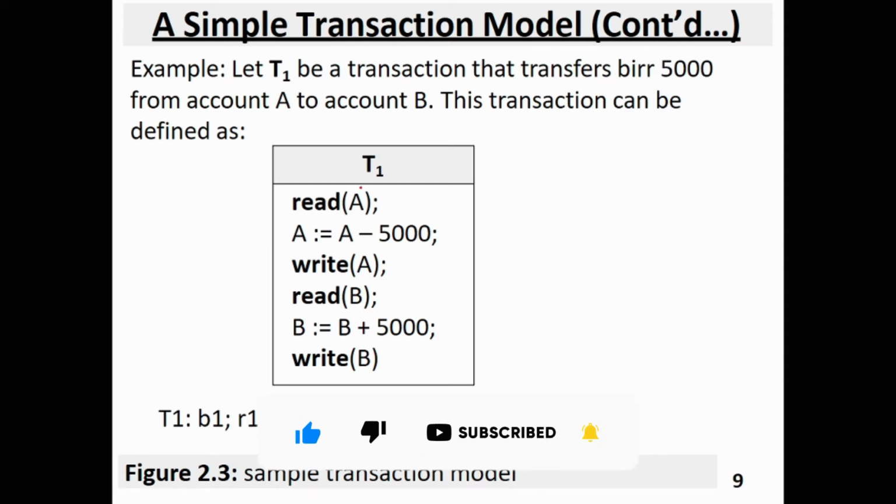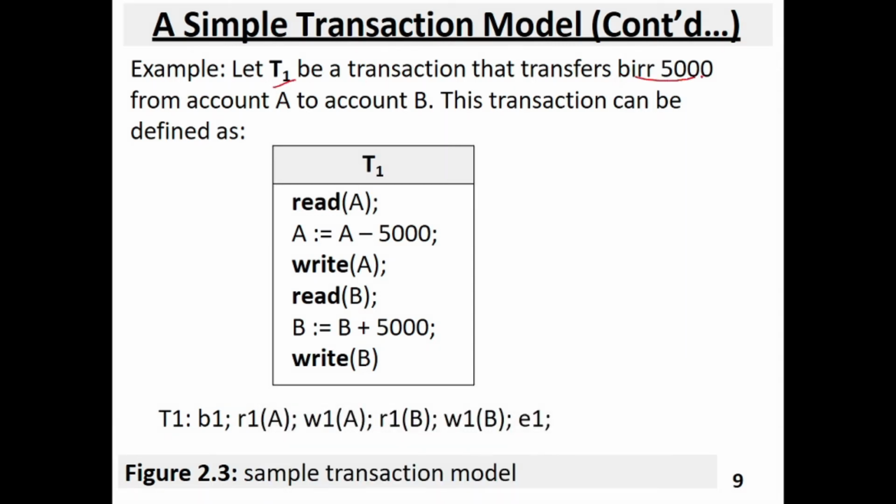Good. Let's example transaction 1 be a transaction that transfers bill 5,000 from account A to account B. This transaction can be defined as read transaction A or account or item A and modify it, subtract 5,000 amount and write A, and then read account B, then modify account B, change some value or add some value to account B and write after modified item B. So transaction 1 B1 R1 A, transaction 1 write A, R1 B, write R1 write transaction 1 B end transaction. This is how it looks like sample transaction model.